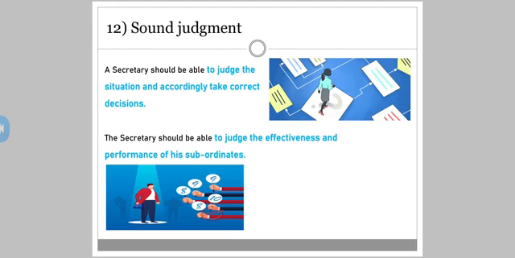The secretary should be able to judge the effectiveness and performance of his subordinates. A secretary should have this quality, being clever in approaching a situation and then judging the subordinates properly according to their performance. This is known as sound judgment.